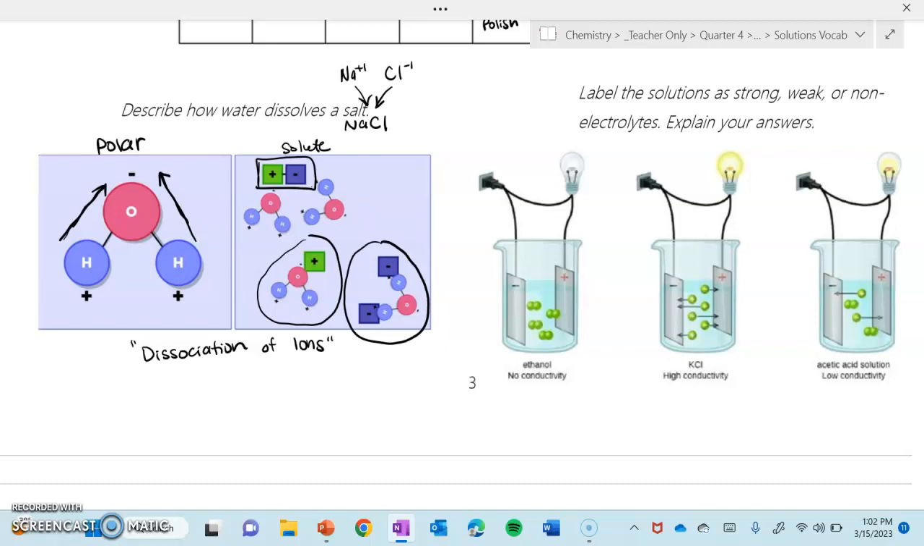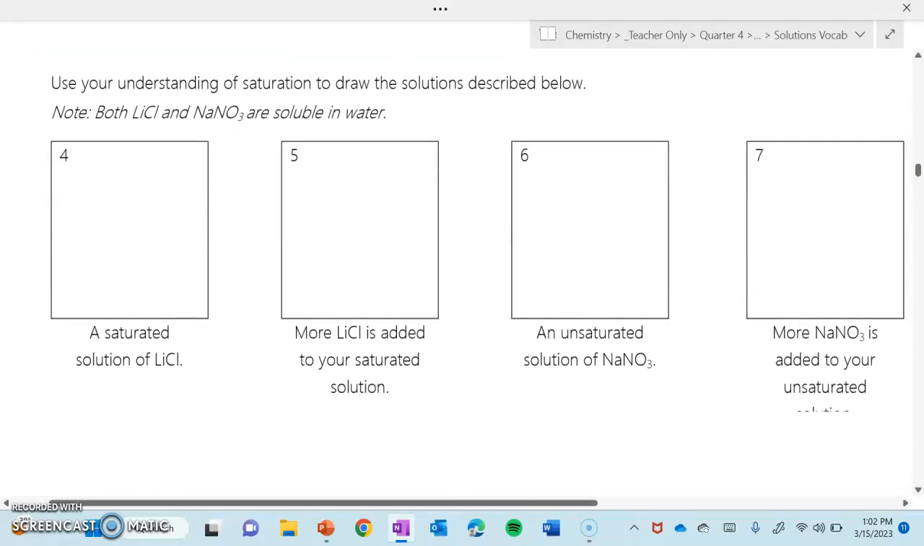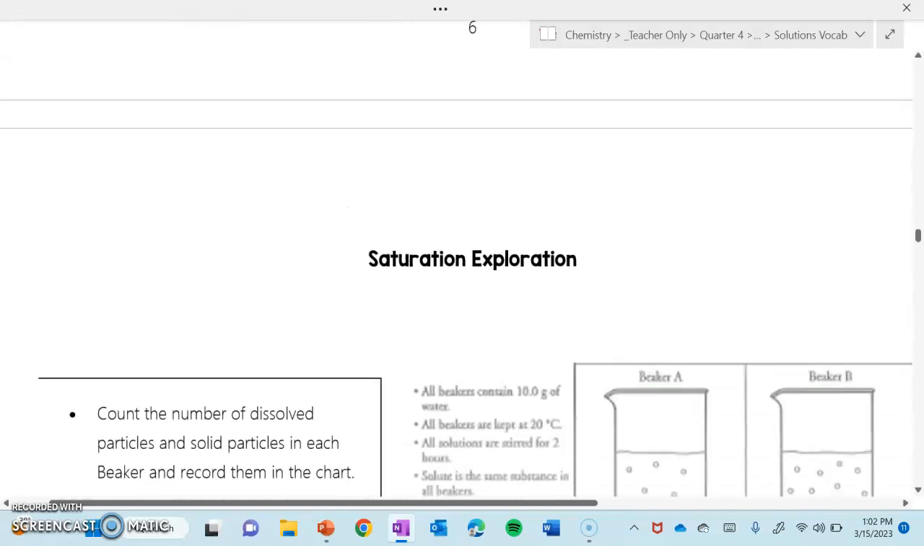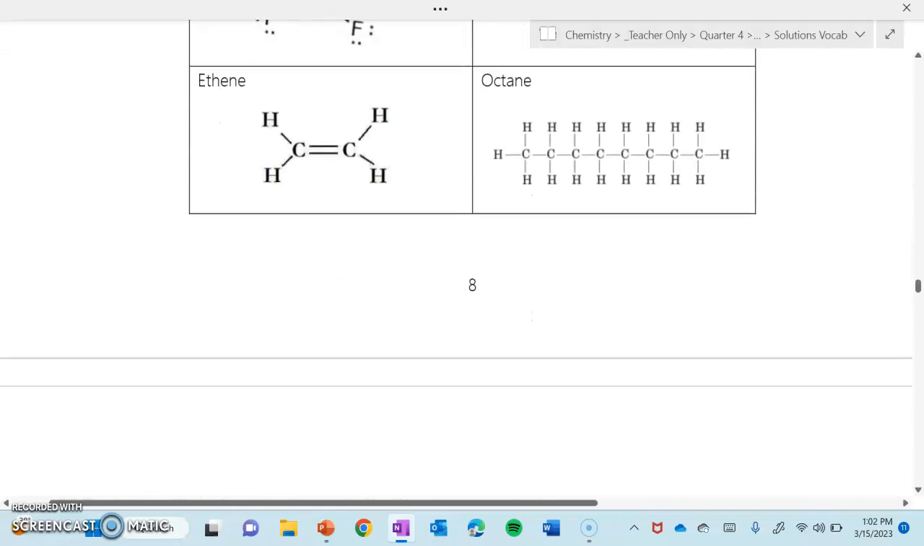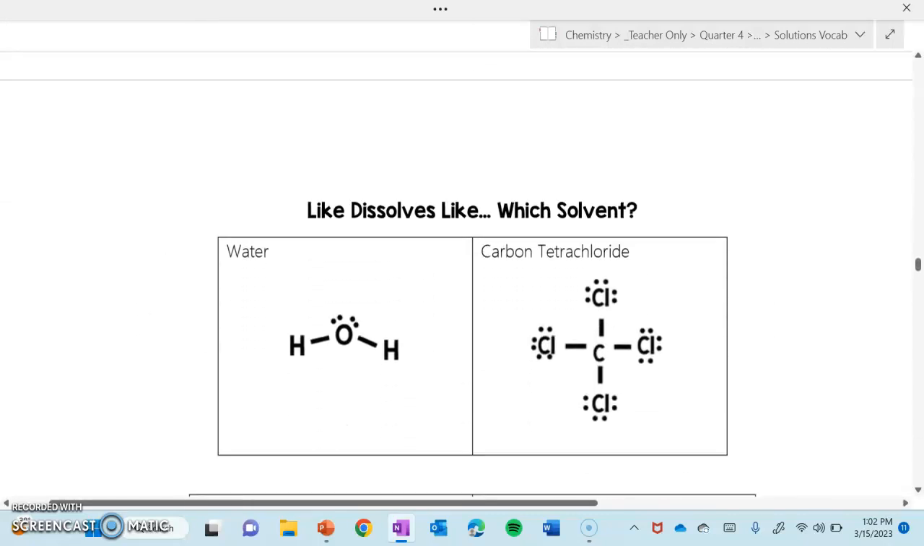And so when we're working with dissolving, we want to consider the polarity and then ask ourselves, is this a like dissolves like situation? Will it dissolve? So that actually applies for page, I want to say 8. Yeah, page 8, like dissolves like.